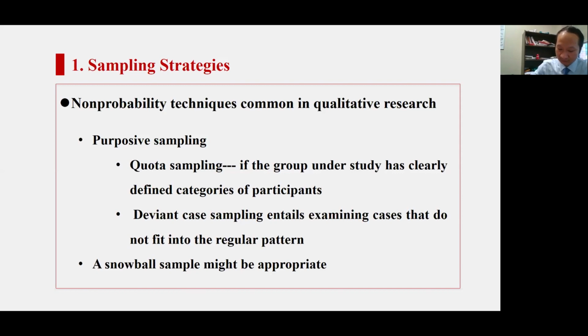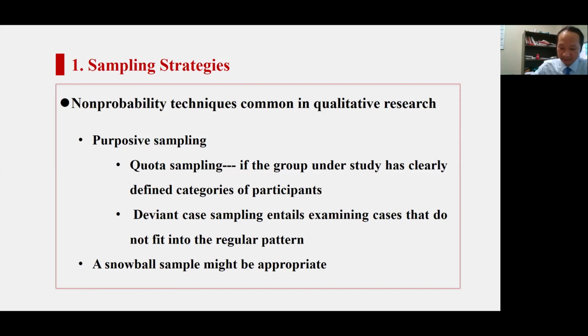cases. For example, we found most cancer patients experience discomfort or side effects after chemotherapy. But there are few cases that respond very well to chemotherapy without any discomfort. So in your study, you want to make an effort to include those few patients with good reactions to chemotherapy.